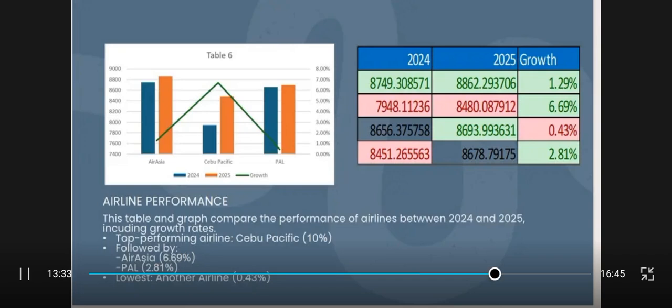So the highest overall values. Even though its growth rate is not the highest, the Cebu Pacific still has the highest performance value in both 2024 and 2025 compared to the others. And overall, the Cebu Pacific maintains the highest performance level. AirAsia shows the most significant improvement and growth between 2024 and 2025. Then the PAL had the least growth during this period.